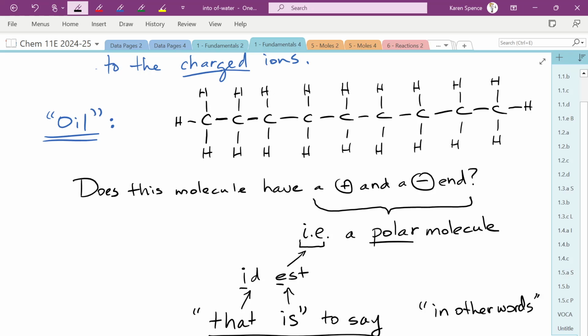What do you think? I hear one not a polar molecule. Anyone want to agree or argue? Nobody wants to agree? Nobody wants to argue? You're all like, I don't know. You don't even want to take a guess? Okay, I got to tell you something.